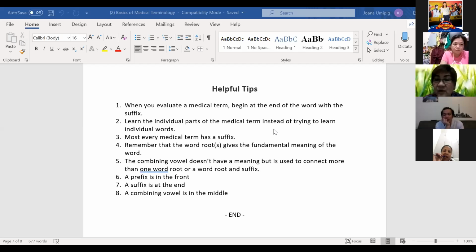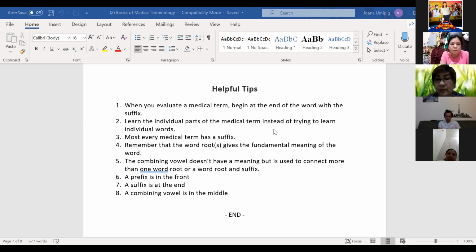Now, I'm going to ask you, if you already memorized gastroduodenoscopy, can you memorize it at once? No. So you have to put it one by one: the word root, the combining O and the suffix, like this, with the prefix, with the combining vowel and the suffix, and you will come to form a medical term. Okay, so this is all about the medical term.